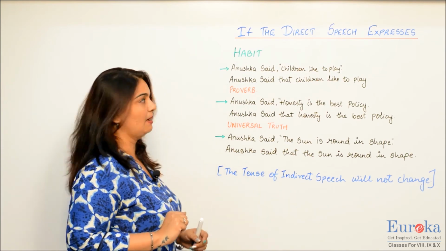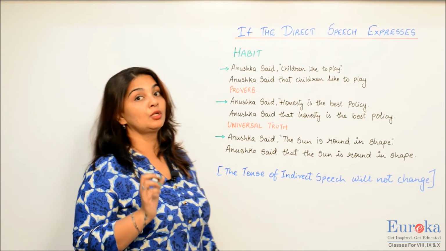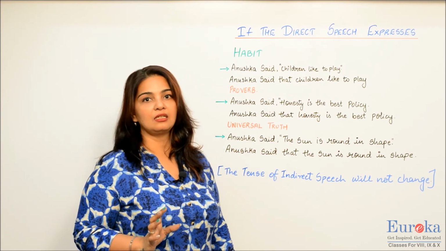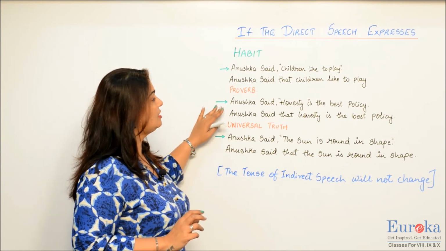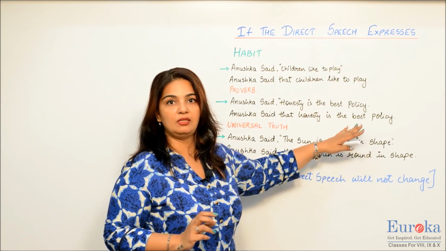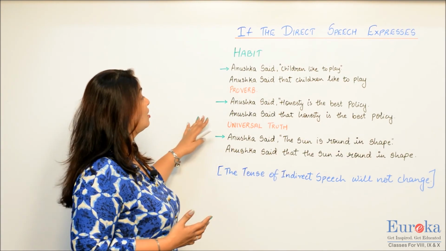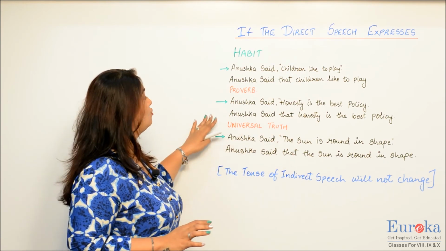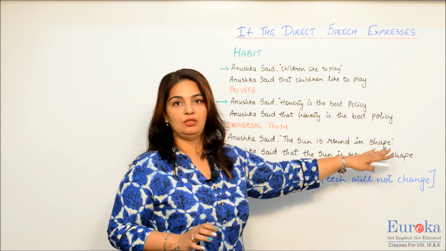Let's look at the second example now. A proverb. A proverb is a universal code. We do not change it under any circumstances. So again, Anushka said, "Honesty is the best policy." What will change over here in an indirect speech? Just the punctuations and nothing else. Anushka said that honesty is the best policy.